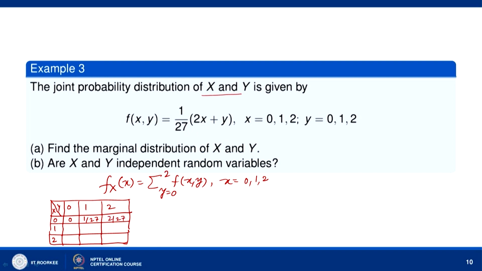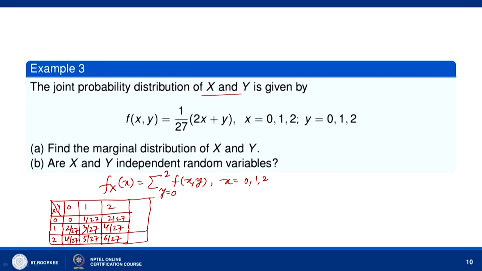When x is 1, y is 0, it is 2 by 27. When x is 1, y is 1, it is 3 by 27. When x is 1, y is 2, it is 4 by 27. When x is 2, y is 0, it is 4 by 27. When x is 2 and y is 1, it is 5 by 27. And when x is 2, y is 2, it is 6 by 27.